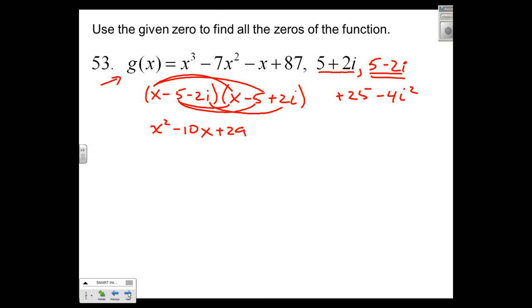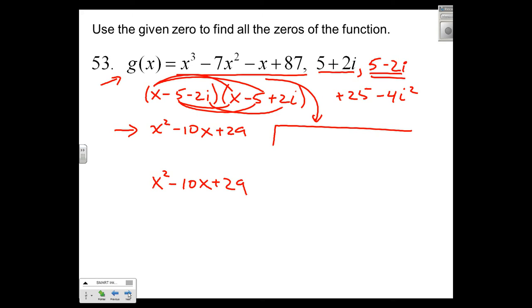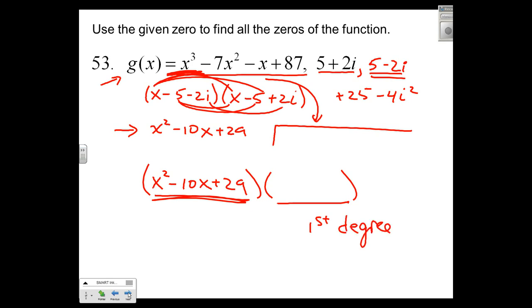Now, that is a factor of this, which means it will evenly divide it. I got a shortcut for you here, though. Yes, you could long divide this guy into there and find your last missing factor. But if x squared minus 10x plus 29 is a factor, this is a second degree. I need something to multiply by it to be a third degree. This must be a first degree. It's a linear. It's linear.